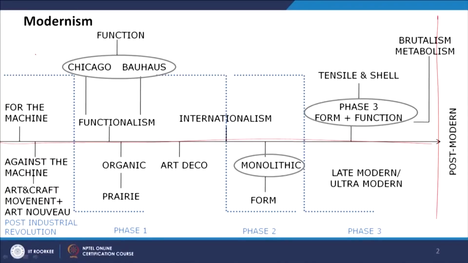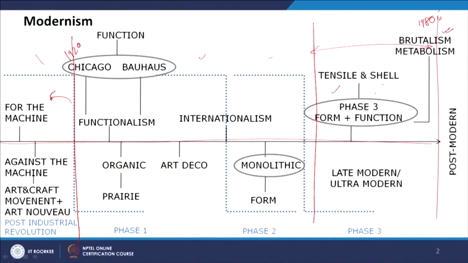Now postmodernism, from the 1980s onwards. If we look at the timeline, it started around 1920, so this is pre-modern, and then around the 1980s modernism ended. After the World War until this time, there was a transition from modernism to postmodern.